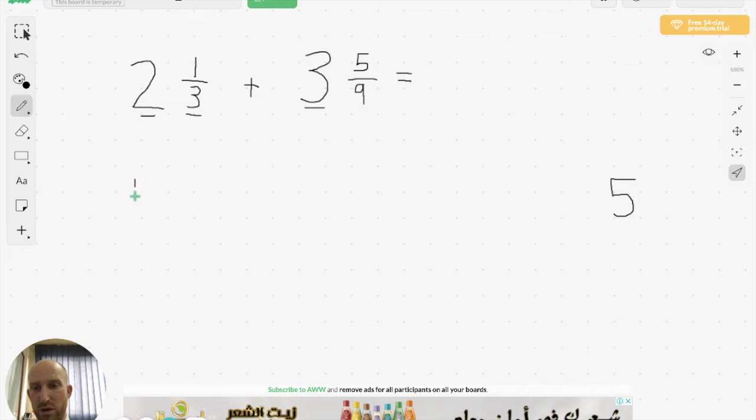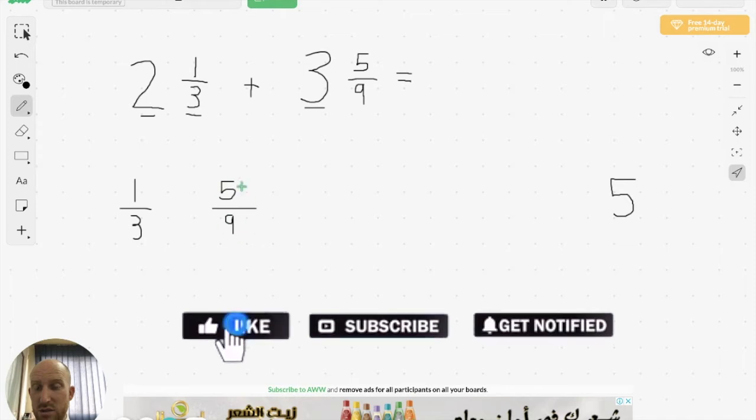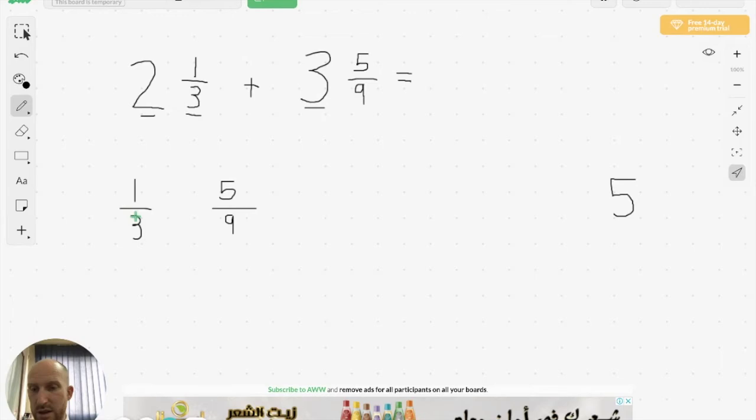So I have 1/3 and I have 5/9. Just like we do when we add fractions together, we must convert them so they have the same denominator. So at the minute I have 3 and I have 9. I need to change them so they are both the same. Now I've realized that 3 is in the 9 times table, so I don't think I need to change this fraction. So this denominator has a 3, so I'm going to do the 3 times table.